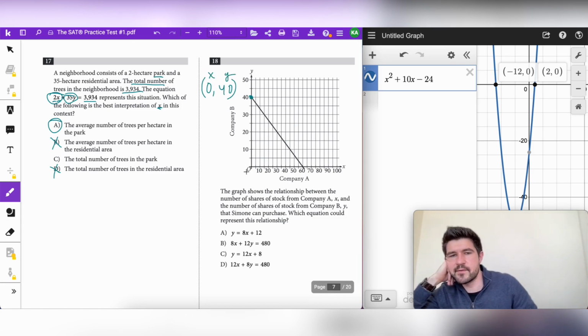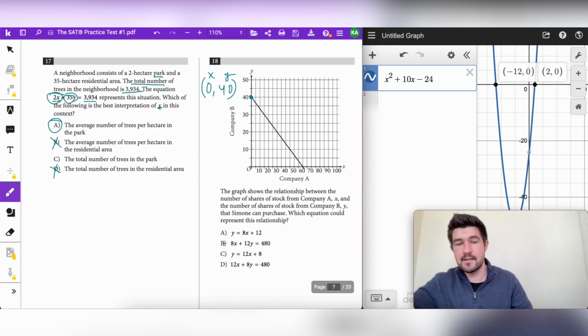And really, if this point's on the line, that means we should be able to take this point, X being 0 and Y being 40, and plug it into the answers. It could work in multiple equations, but we know that the answer has to have that point work in it, right? Because that point's on the line, so it must work when we plug it into the equation.